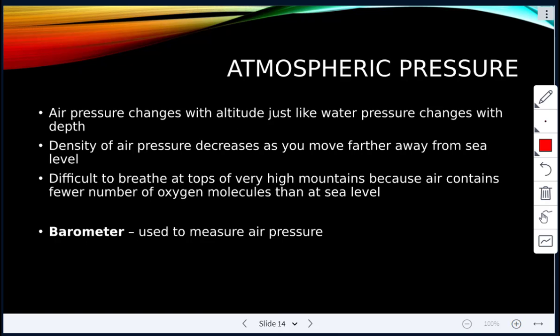All right, just gonna pause here. So next we're looking at atmospheric pressure, so pressure in the atmosphere. Air pressure changes with altitude, like climbing up a mountain, just like water pressure changes with depth. The density of air decreases as you move farther away from sea level. For example, climbing a mountain, it gets very difficult to breathe at the tops of very high mountains because the air contains fewer oxygen molecules than at sea level. There's a device called a barometer, which is used to measure air pressure.